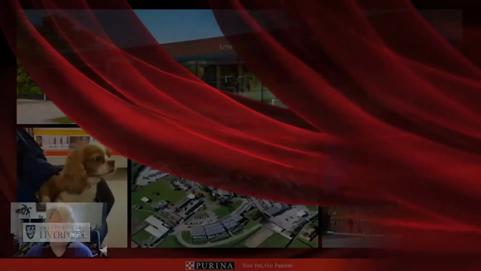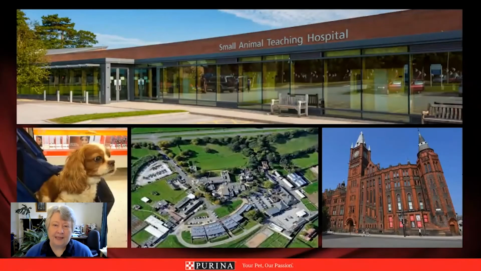But first of all, greetings from the University of Liverpool. So this is the Small Animal Teaching Hospital where I live, and this is out of Liverpool. It's in the Wirral on the Leahurst campus, so you can see that from the air here, and that's one of my patients. And Liverpool was one of the original British red brick universities, so this is the Victoria building, which shows you why.